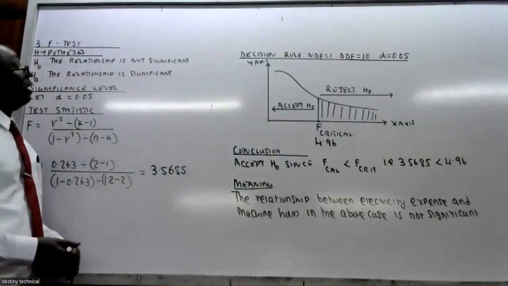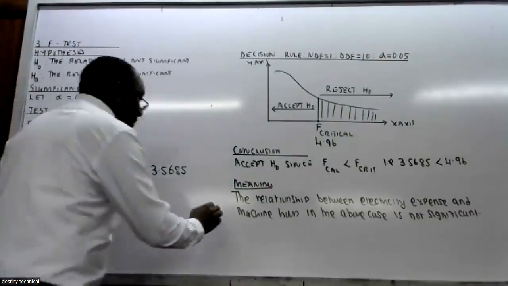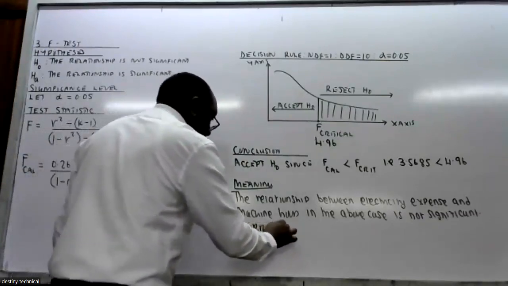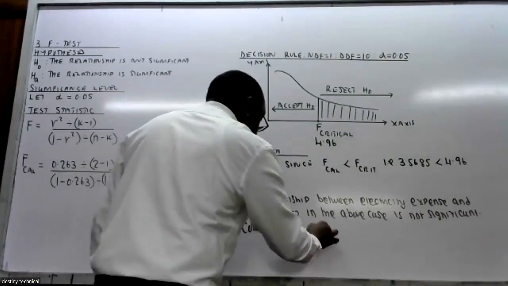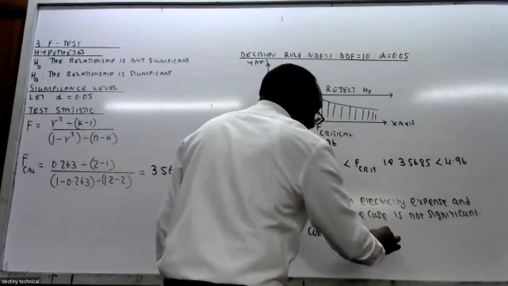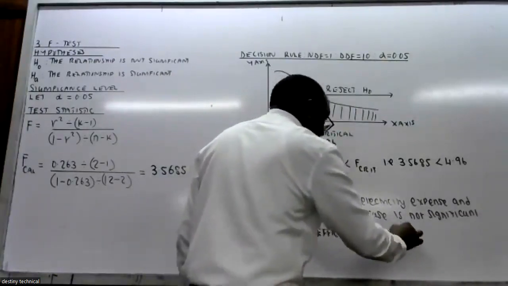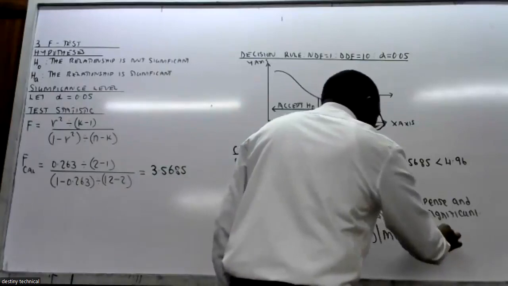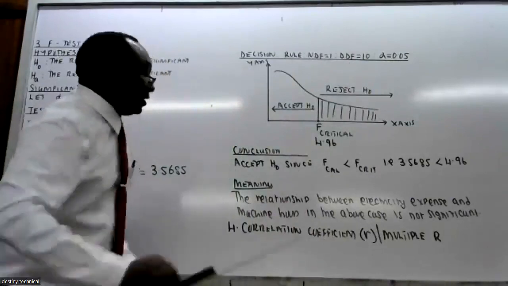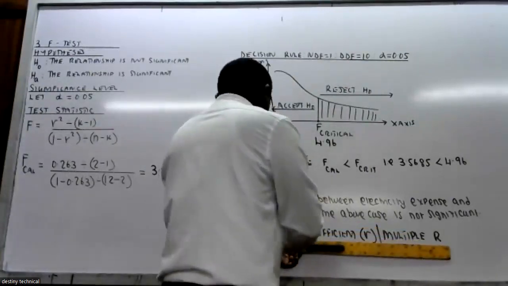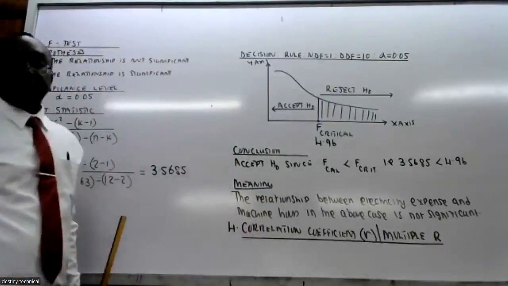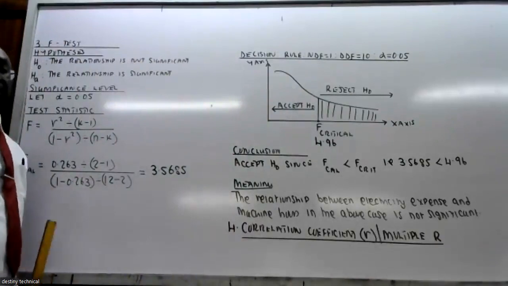Yeah, we're okay. Good. So we now go to test number 4, which is called correlation coefficient. Correlation coefficient is normally given as R. Some people call it multiple R, capital R.